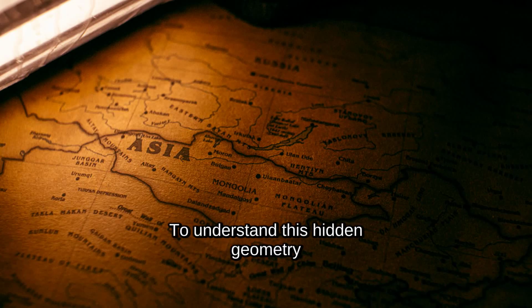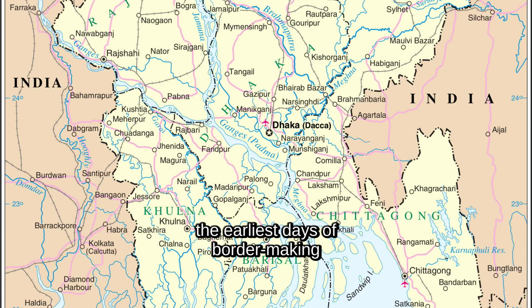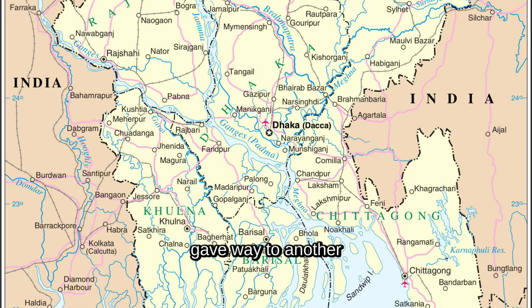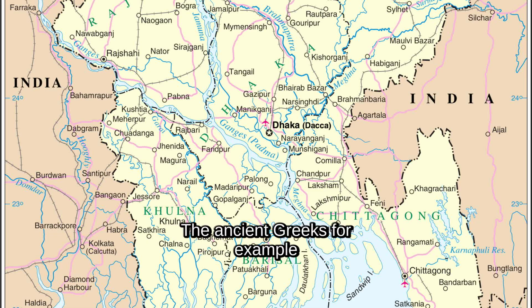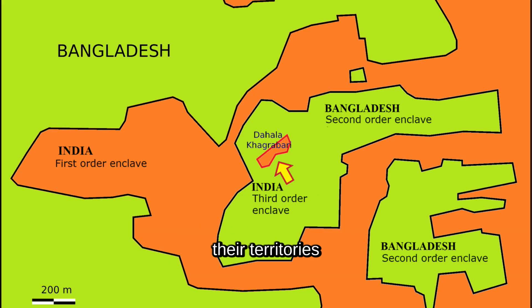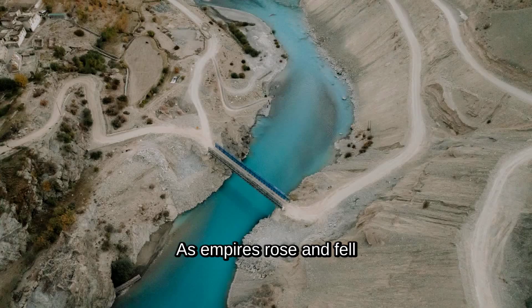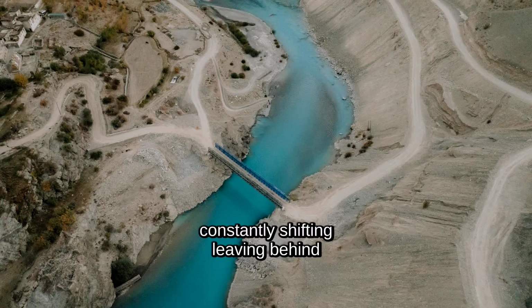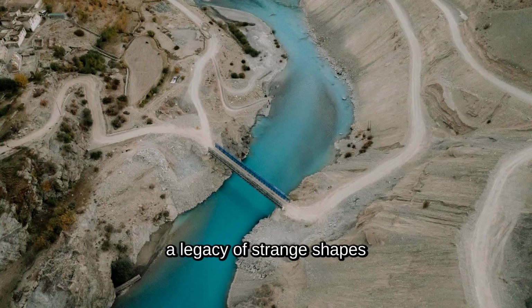To understand this hidden geometry, we must first look to the earliest days of border making. In ancient times, borders were not lines on a map, but rather zones of influence, where one culture or empire gave way to another. The ancient Greeks, for example, used natural features like rivers and mountains to define their borders, while the Romans used roads and fortifications to mark their territories. As empires rose and fell, these early borders were constantly shifting, leaving behind a legacy of strange shapes and irregularities.